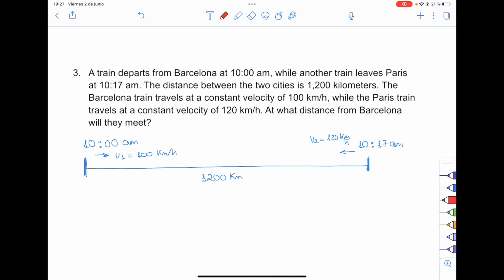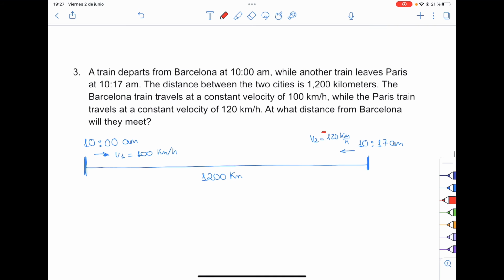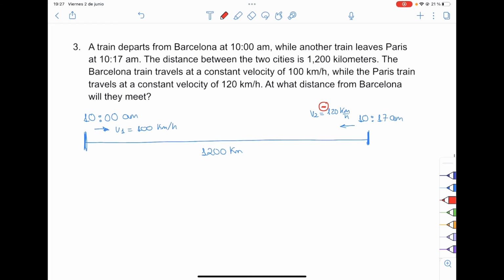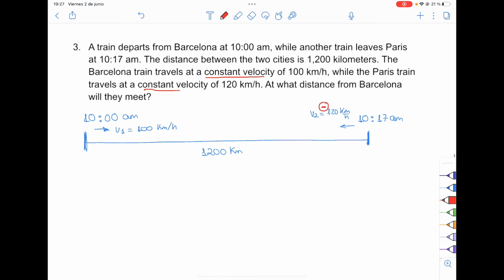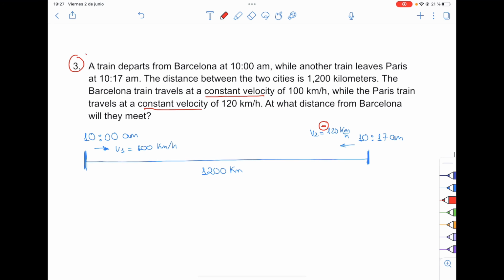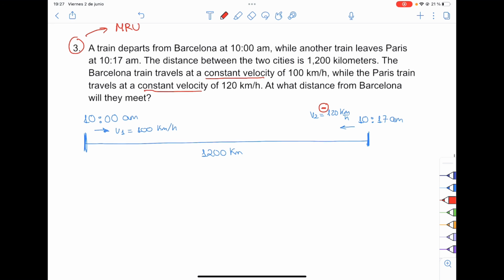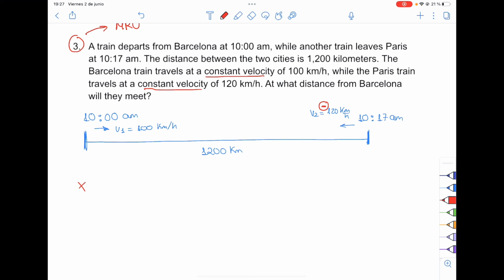Remember that when we have these problems and they are moving in opposite directions, we're going to put the second velocity negative, okay? Because they are going in opposite directions. So in all of these, we know that there's constant velocity. For this problem, we're going to use the formulas of uniform rectilinear movement. In this case, there's no acceleration. So we're going to use the formula that says x equals x0 plus velocity times the time.